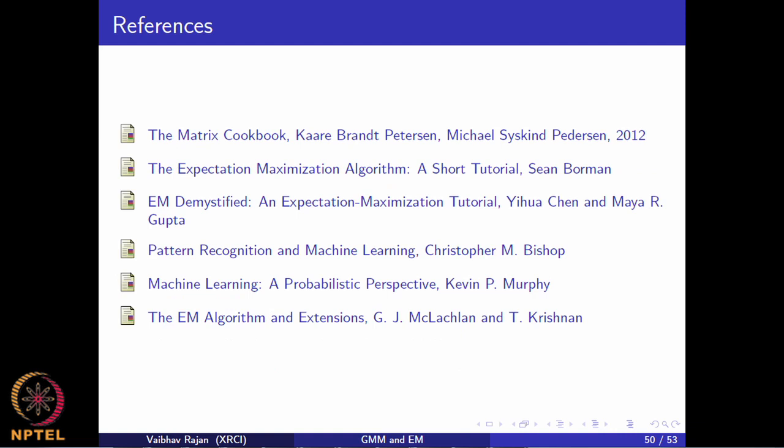Yeah. So the two standard references have a very nice explanation of EM, and there are very nice tutorials also available. The Matrix Cookbook you should be familiar with to get all your matrix derivatives, and this is the standard reference if you want to go really deep into EM: McLachlan and Krishnan's book, where the whole book is on the EM algorithm.